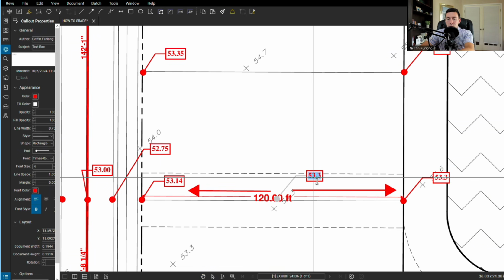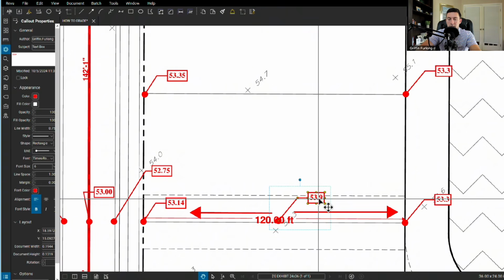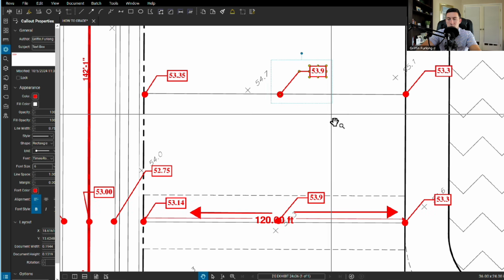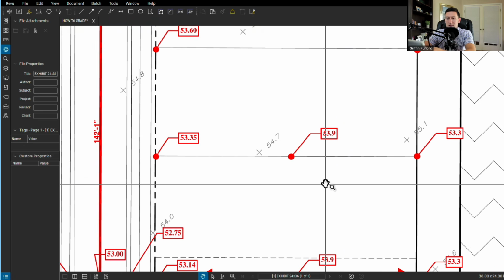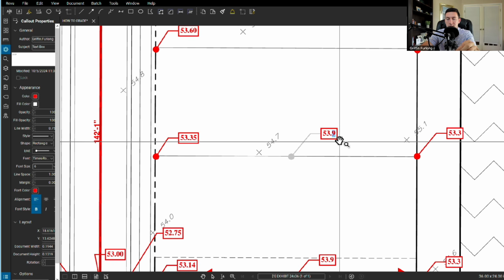So let's do 53.3 plus 60 times 0.01. So we get 53.9. So that point right there has to be 53.9 to meet the minimums. And I can just go ahead and keep setting these grades. 0.05 in the grand scheme of things is not a big deal, so we can round this and call this 54.